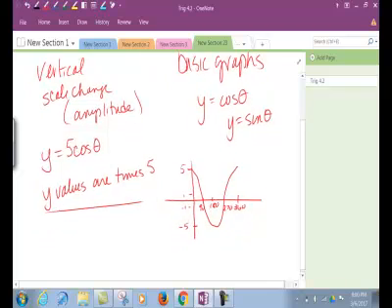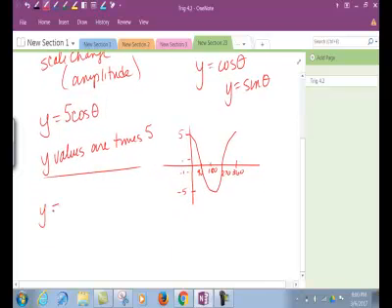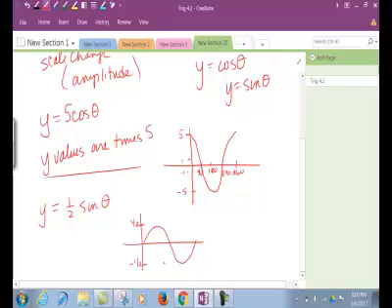If instead of 5 times it, let's say we had y equals 1/2 sine theta, right? Same thing, it's the sine curve, but instead of topping out at 1, it's going to top at 1/2, and the minimum value will be -1/2, same x values. Okay? Easy stuff. Let's move on.